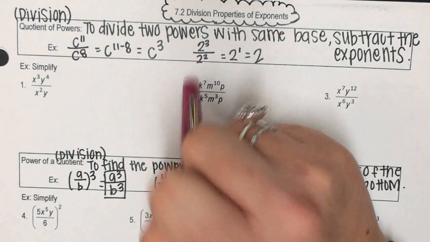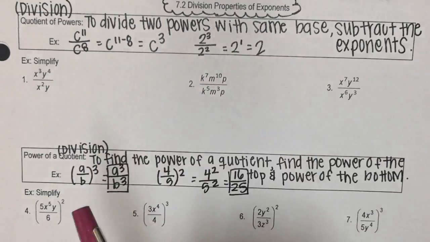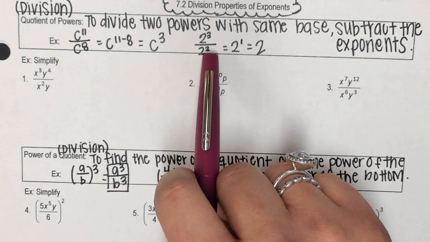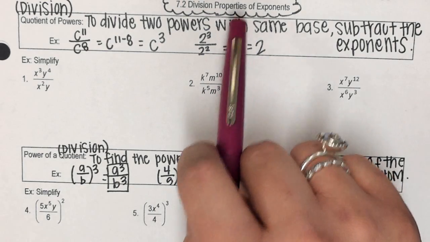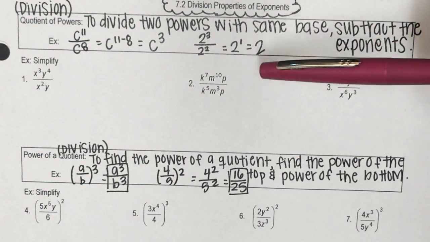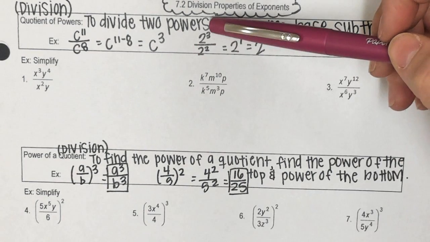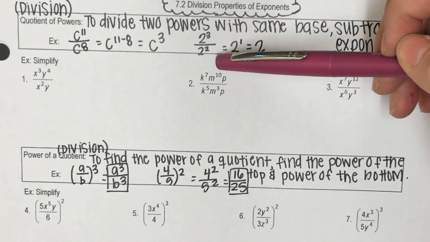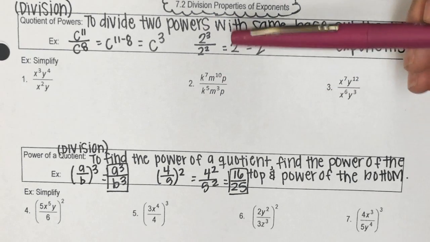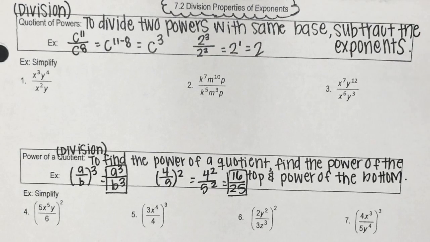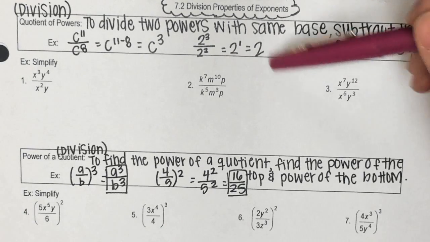If you look at the second example, I have 2 to the 3rd power over 2 to the 2nd power. Well, what's 3 minus 2? 1, and 2 to the 1st power is just 2. Now, somebody last period said, well, could I do 2 to the 3rd power, which is 8, over 2 to the 2nd power, which is 4. So they want to know if I could do 8 over 4. Well, sure. What's 8 divided by 4? 2. You're just going to be doing more work.